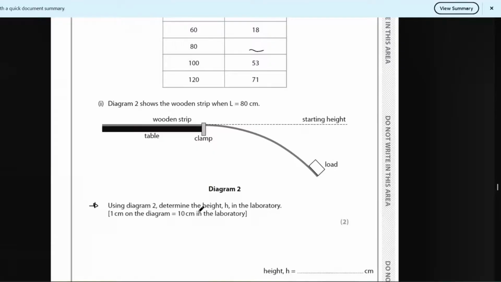This is a scale diagram. It has mentioned the scale. 1 centimeter on the diagram is equal to 10 centimeters in the laboratory. So we need to measure the height using a ruler. This should be around 3.1 centimeters. So if it's 3.1 centimeters on the diagram, in the laboratory, the height would be 3.1 times 10. 3.1 centimeters on the diagram would be 31 centimeters in the laboratory. 31 in the table and there as well.